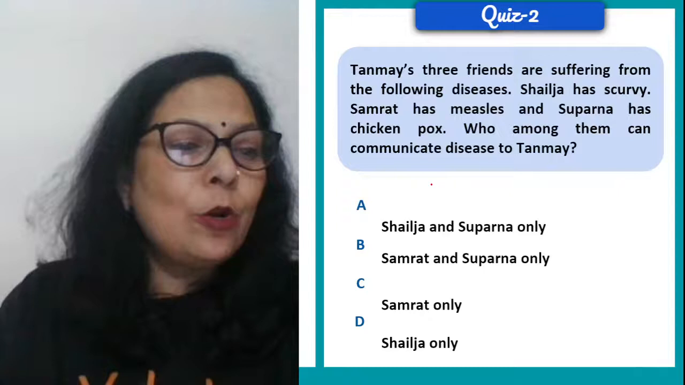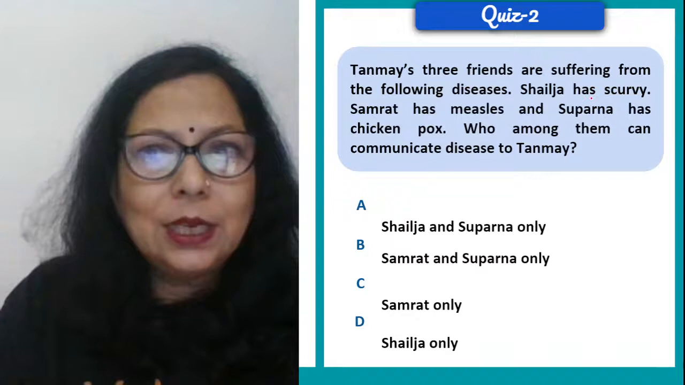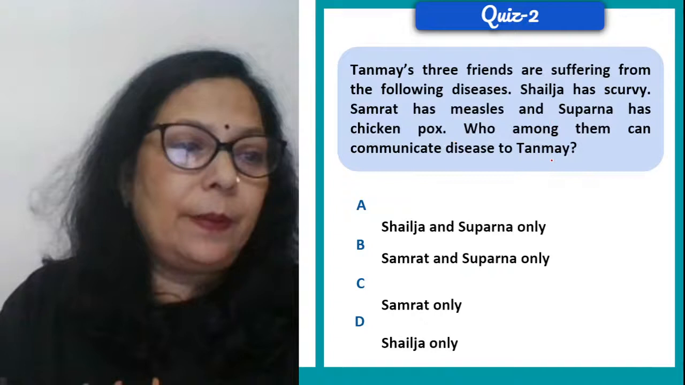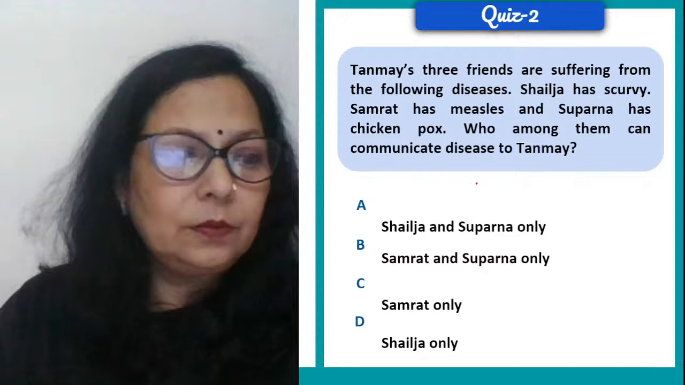Now comes quiz number 2. Tanmay's 3 friends are suffering from the following diseases. Shelja has scurvy. Samrat has measles. Suparna has chickenpox. Who among them can communicate disease to Tanmay? Also, you will note down that before exams, you will revise today's session. Come on. Who among them can communicate disease to Tanmay?